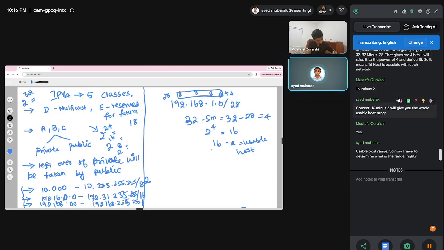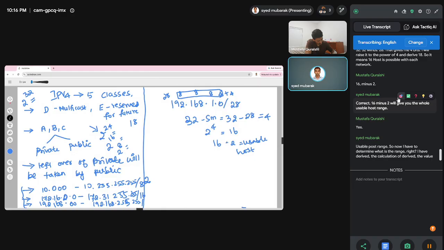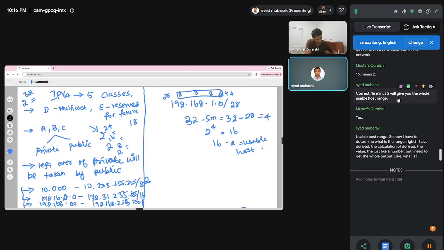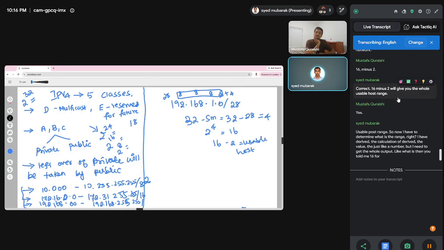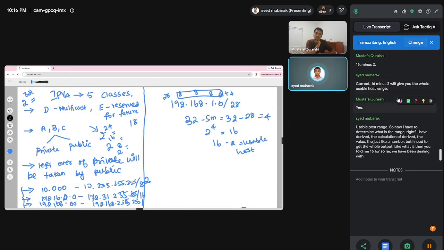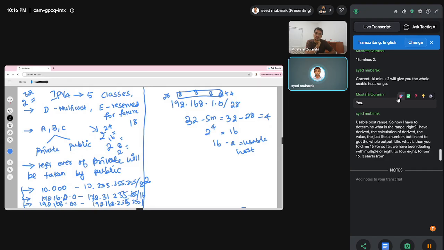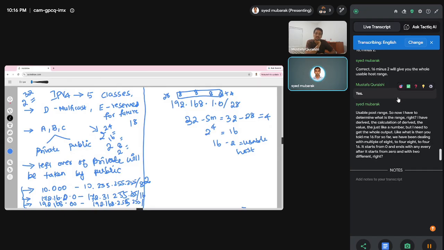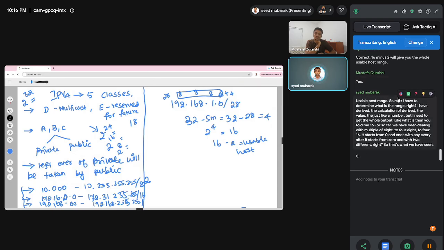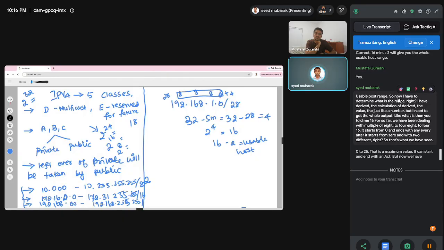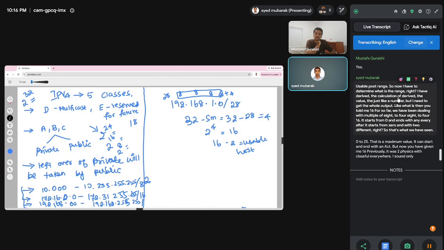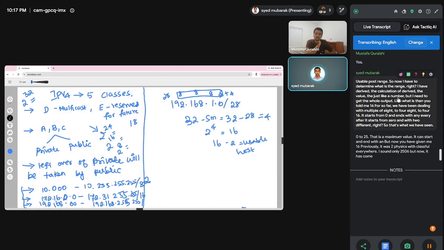I have derived the calculation, the value. It's just a number, but I need to get the whole output. So far, we have been dealing with multiples of 8, where every octet starts from 0 and ends with 255. That is the maximum value an octet can start and end with. Previously it was 256 with classful; everywhere I saw only 256. But now it has come to 16. How are we going to give it?